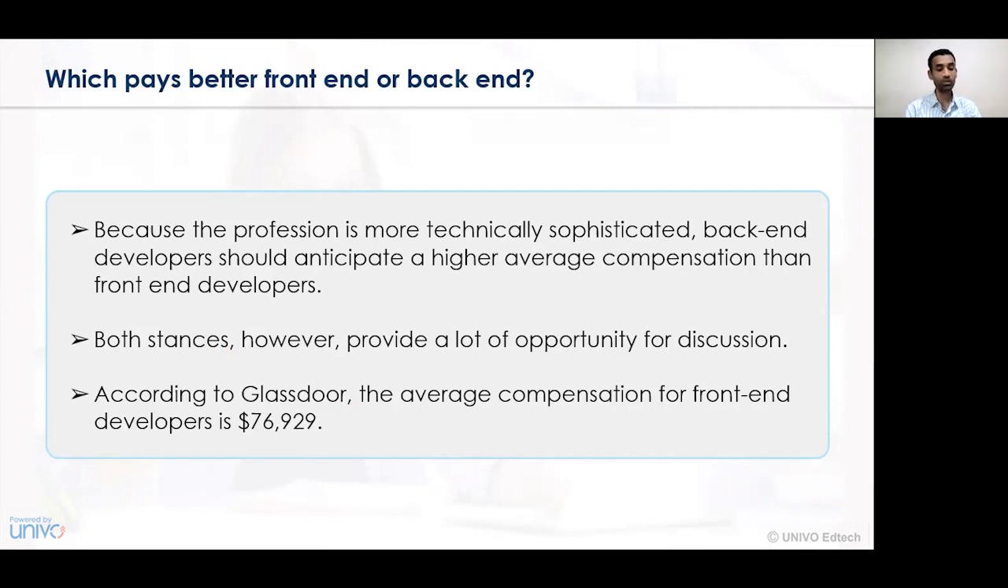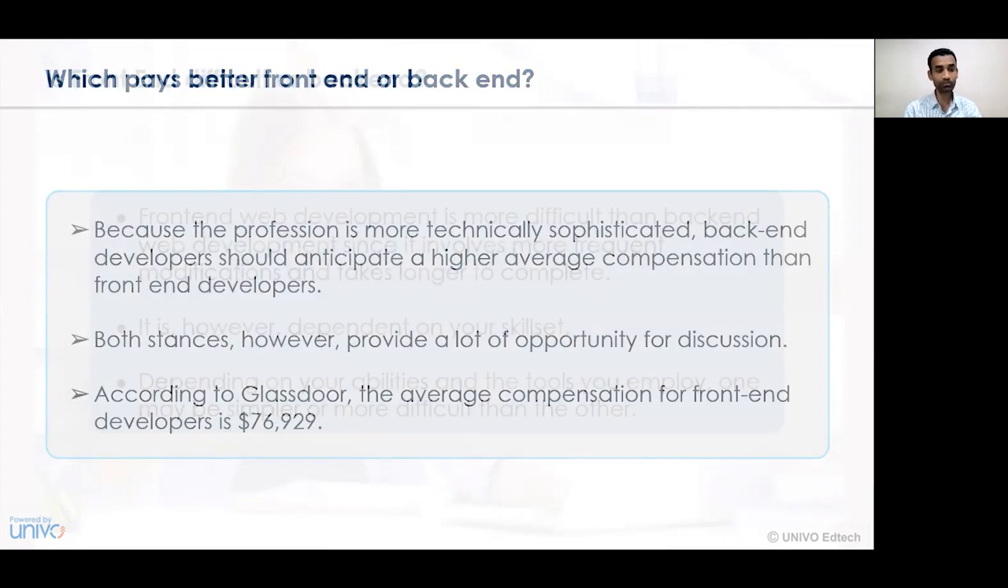So, according to Glassdoor, the average compensation for either a front-end developer or a back-end developer is $76,929. So, it's just a standard value, and it may differ from individual to individual, person to person, process to process, and activity to activity. And hence, depending on the knowledge, skill, technical proficiency, and so on, the payment may differ for a front-end developer or a back-end developer, or a person performing activities in a particular organization at the front-end or at the back-end level.